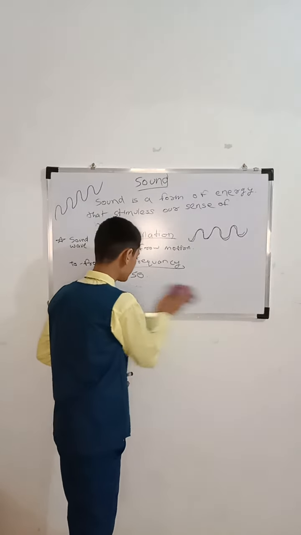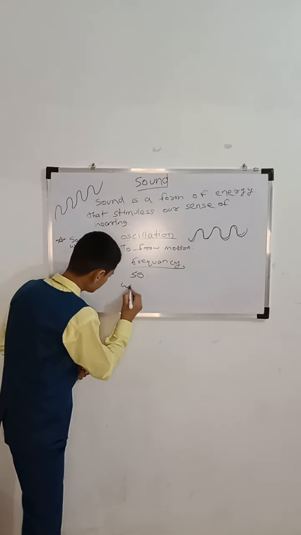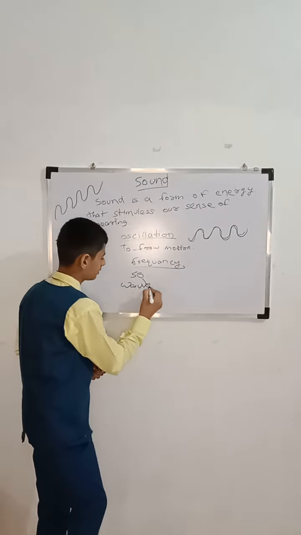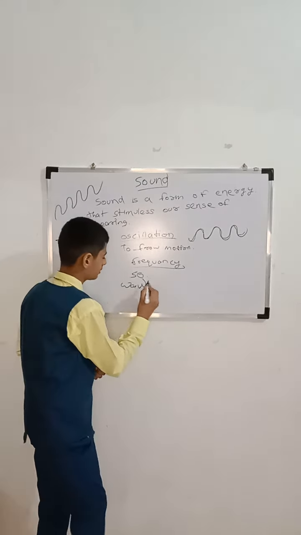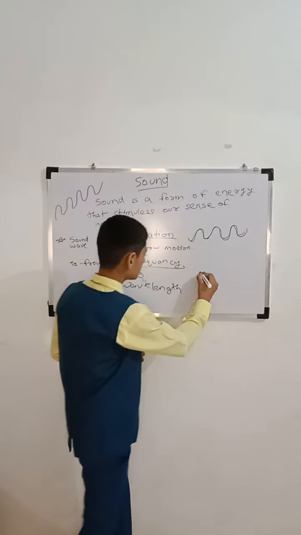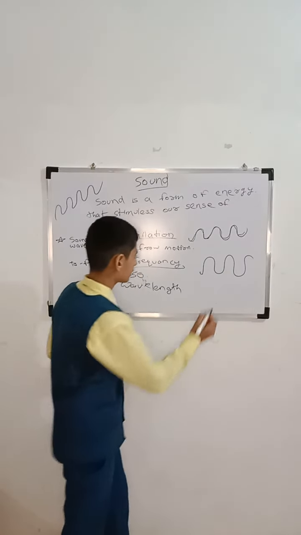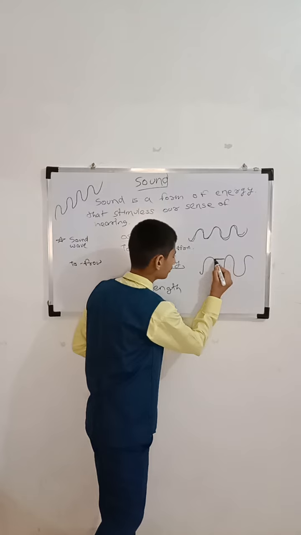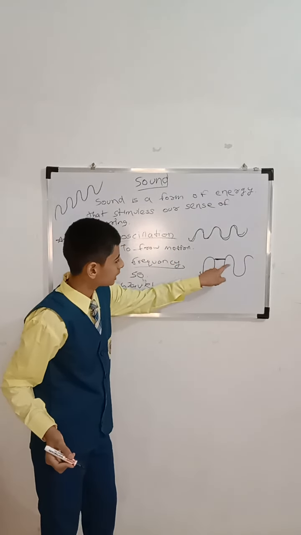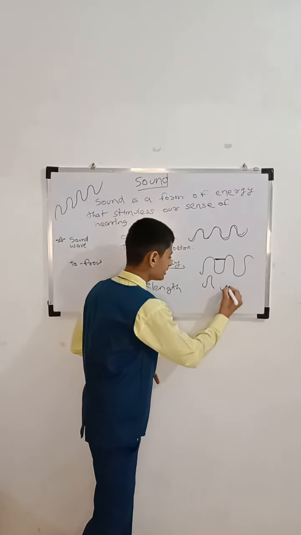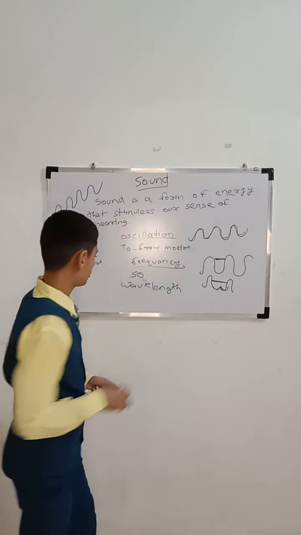Now wavelength. So what is wavelength? Suppose here is a sound wave; you can see the distance between two sound waves. Suppose this is one sound wave and this is the second. The distance between two sound waves is called wavelength. So there are two waves here, and the length between them is called wavelength. So this is the basics of sound waves.